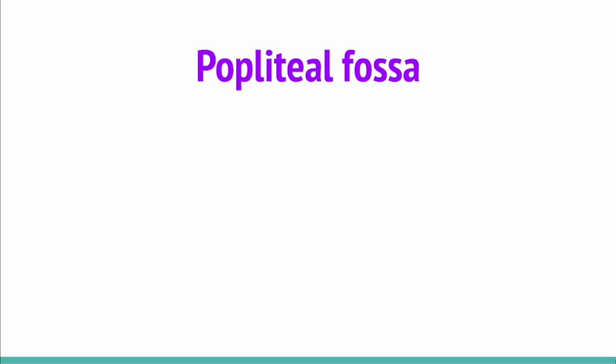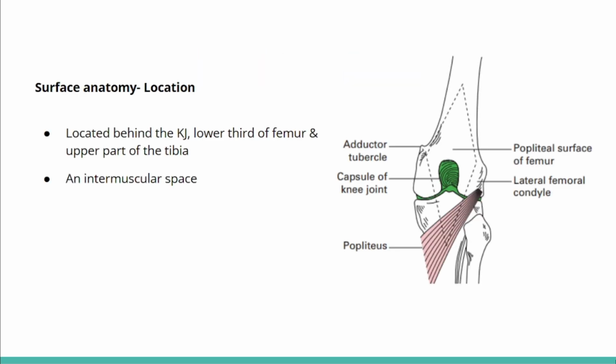Popliteal fossa. In this short video, I'm going to discuss the anatomy of the popliteal fossa. The popliteal fossa is located behind the knee joint, the lower third of the femur, and the upper part of the tibia. It is an intermuscular space.